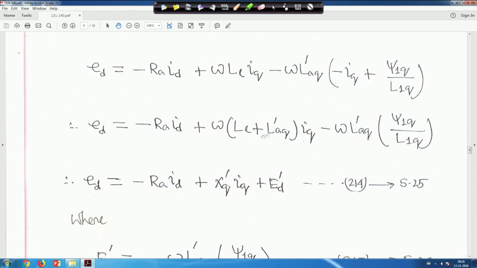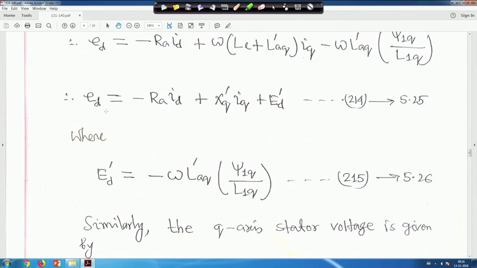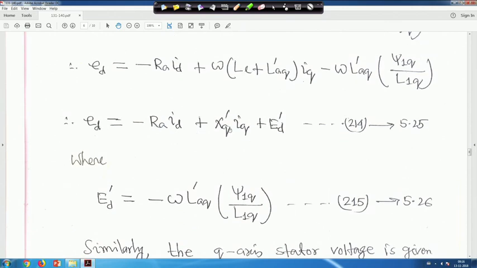And therefore, E d is equal to minus R A I d plus omega in bracket L L plus L A q dash into I q minus omega L A q dash in bracket psi 1 q upon L 1 q. So E d is equal to minus R A I d plus x q dash I q plus E d dash. This is equation 214, for my reference, not required for you, where E d dash is defined as minus omega L A q dash psi 1 q upon L 1 q.